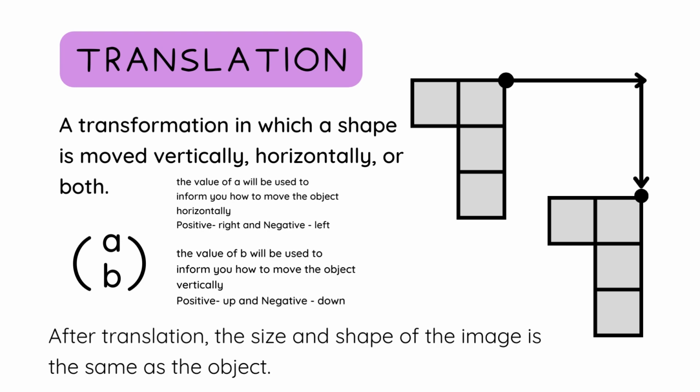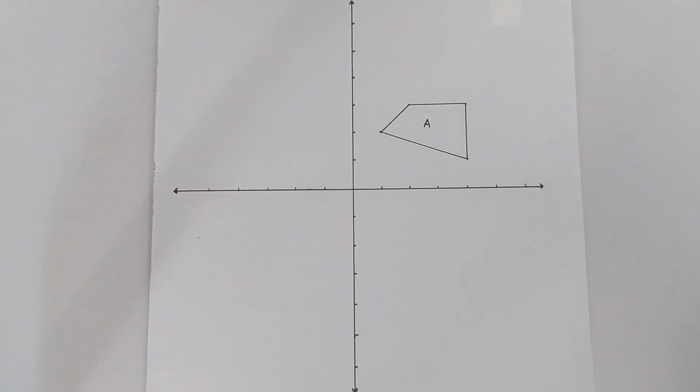The last one. After the translation, of course, the size and the shape of the image is the same as the object size and also the object shape. So we will go to the example.